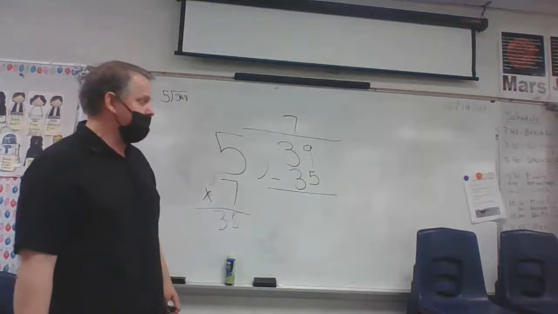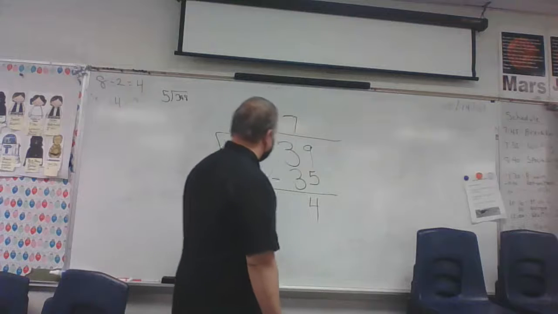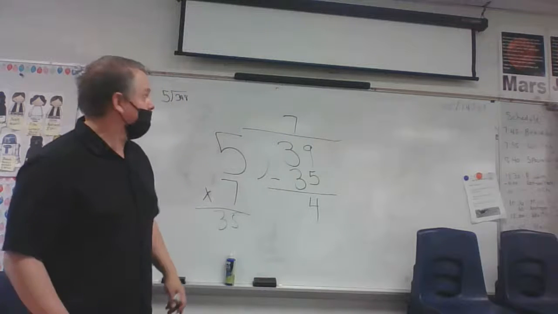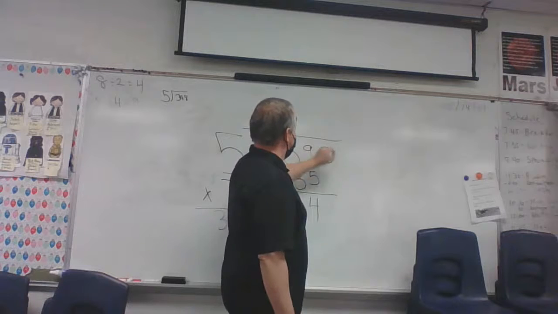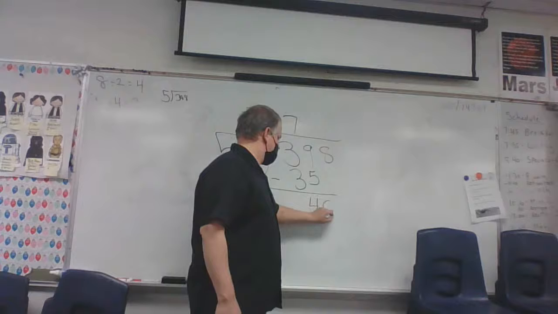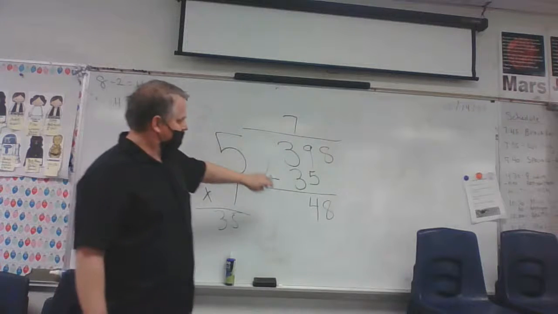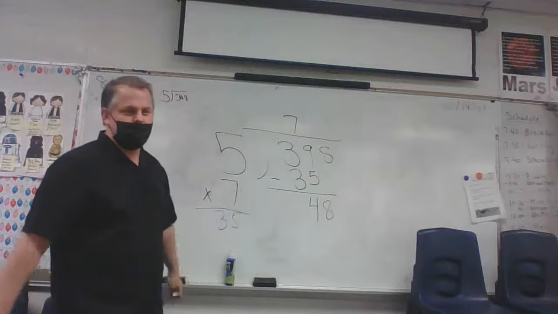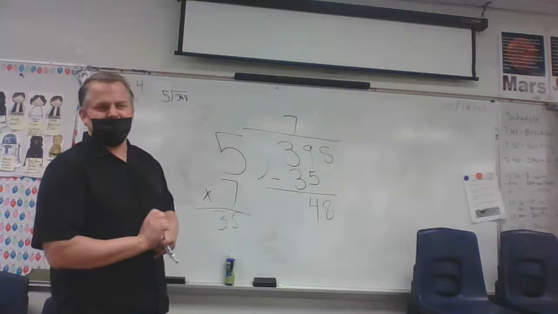9 minus 5 is 4. Our remainder is 4, but it's not just 4 because, remember, I'm dividing 398. I'm going to bring that 8 down. Now I bring it down. 5 goes into 48. Anybody?